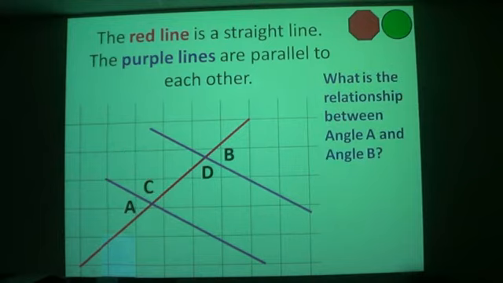What is the relationship between angle A and angle B? Well, we don't know what A is, and we don't know what B is, but we certainly know that since these are parallel lines in a straight line, we know that A equals B.